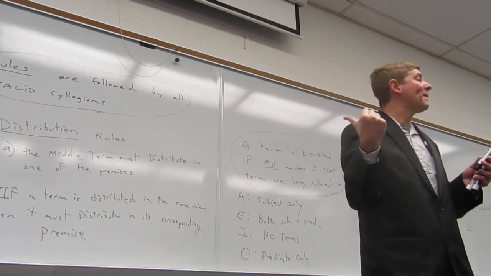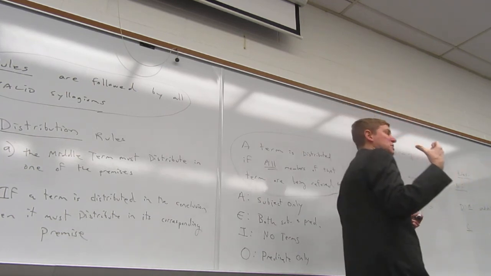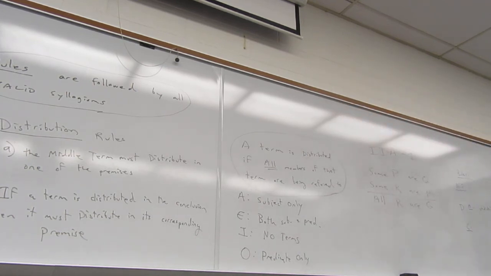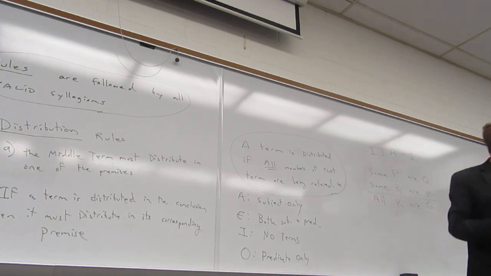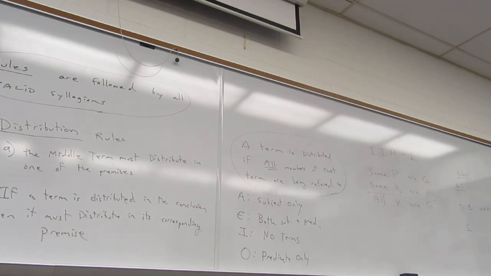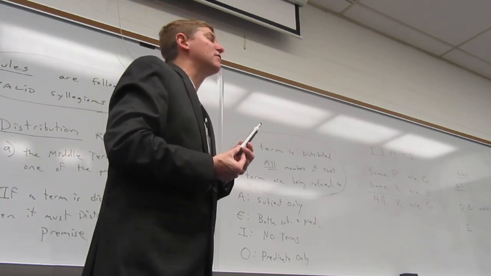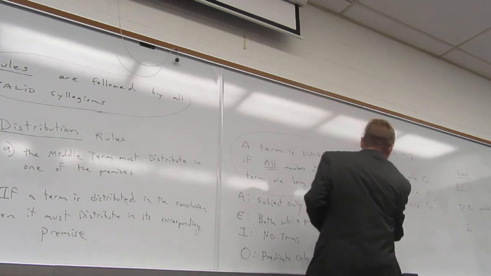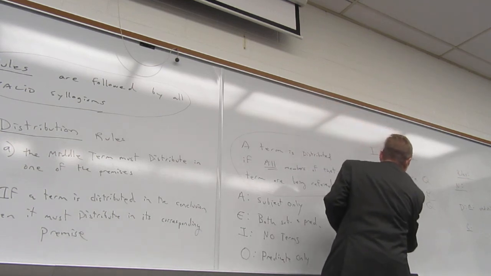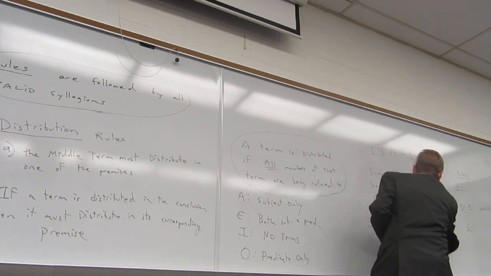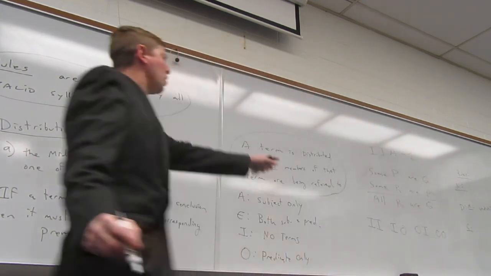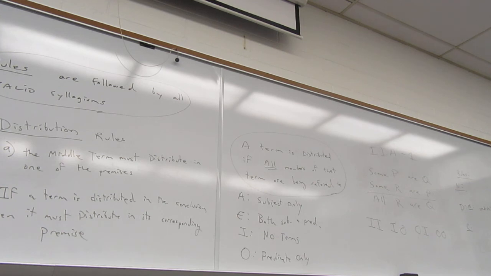Now, I want to give you one more punchline. If both of your premises are particulars, take a guess what you can also conclude. The syllogism will also be invalid, because one of the distribution rules will necessarily be broken. But yeah, if both of your premises are particulars, it will be invalid too. So in other words, if your two premises are any of those moves, you can also throw it out.